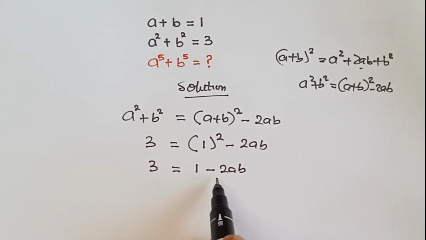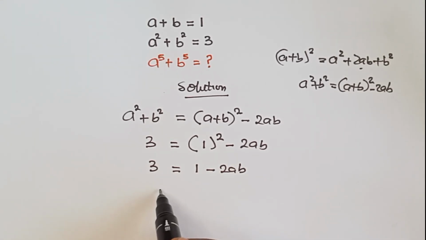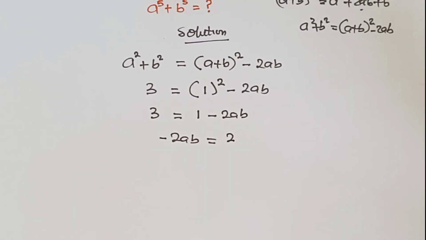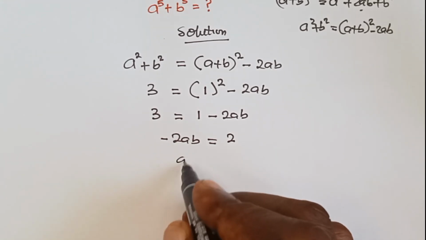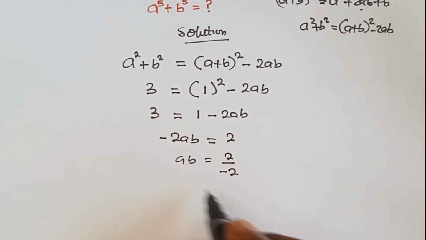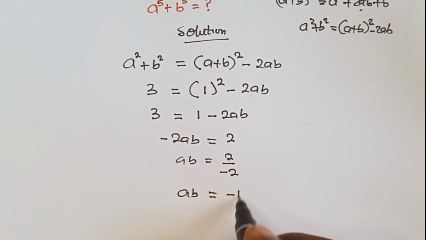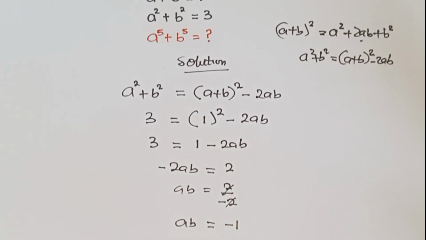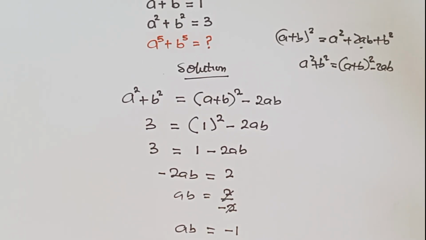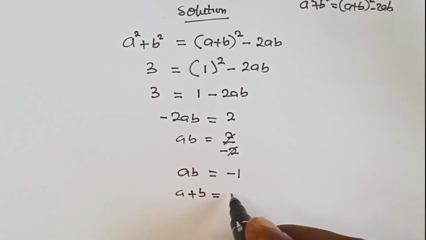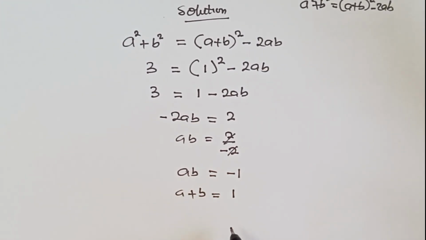All right, so by the time we move this to this side, we have minus 2ab equals 3 minus 1, which will give us 2. And then from there we can find ab. So it means that ab equals 2 divided by minus 2, and that gives minus 1. So our ab is minus 1, and remember that our a plus b is 1. Okay, so our a plus b is 1, while our ab equals minus 1.